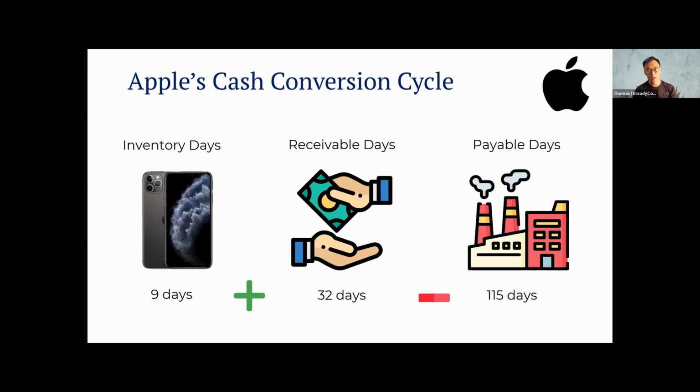But when it comes to Apple, Warren Buffett understood this. Apple is a company that doesn't need capital to run, right? Because they are using their suppliers' money to run the business, right? So whatever spare cash could be used to reward shareholders.